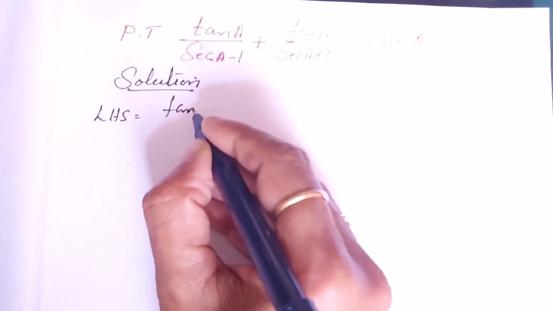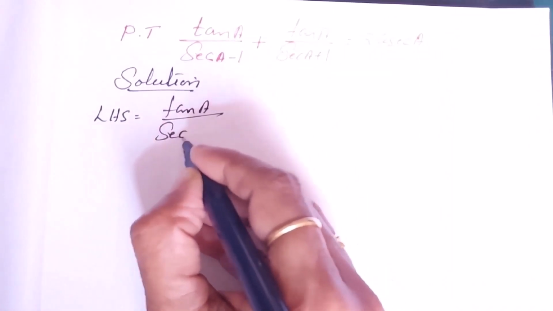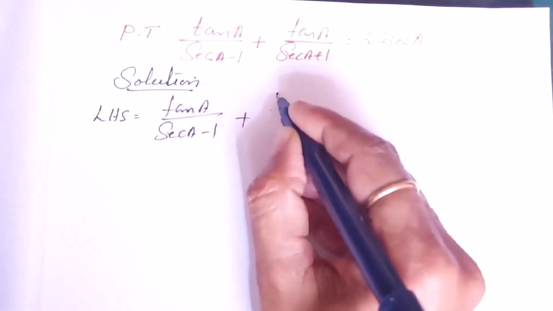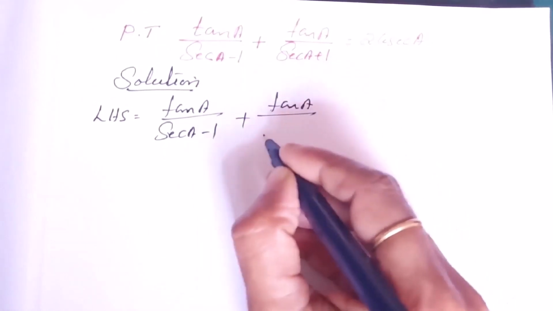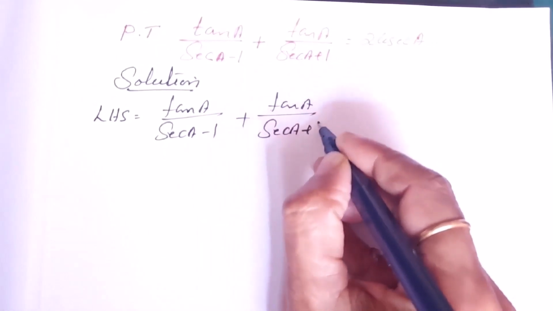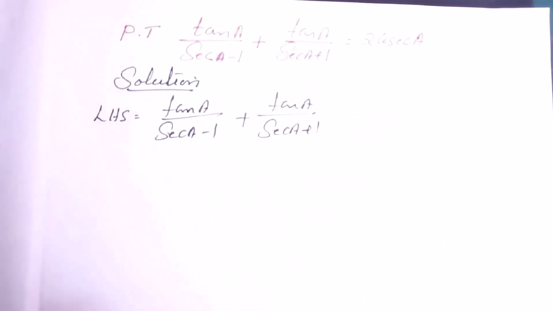Now the question is, prove that tan A by (sec A minus 1) plus tan A by (sec A plus 1) is equal to 2 cosec A, right? 2 cosec A. Now what is given here? LHS is equal to tan A by (sec A minus 1) plus tan A by (sec A plus 1). This is the LHS, right?